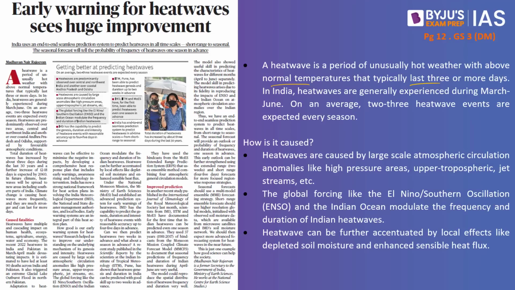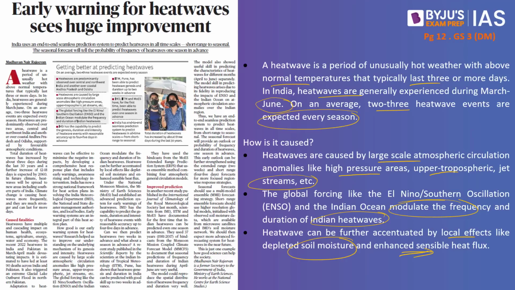In India, heat waves are generally experienced between March and June. On an average, 2-3 heatwave events are expected every season. How is it caused? Heat waves are caused by large-scale atmospheric circulation anomalies like high pressure areas, the upper tropospheric jet stream, and so on. Global forcing like the El Nino Southern Oscillation and the Indian Ocean modulate the frequency and duration of Indian heat waves. Heat waves can further be accentuated by local effects like depleted soil moisture and enhanced sensible heat flux.